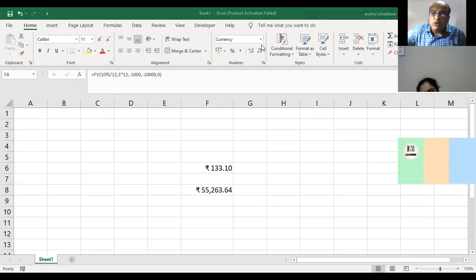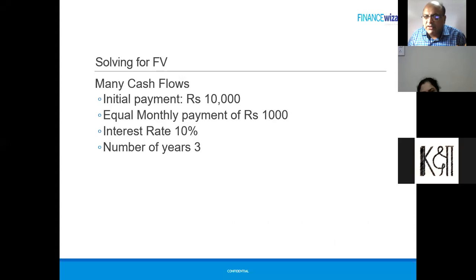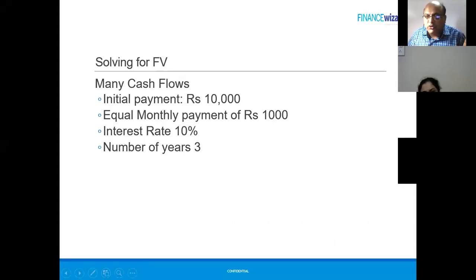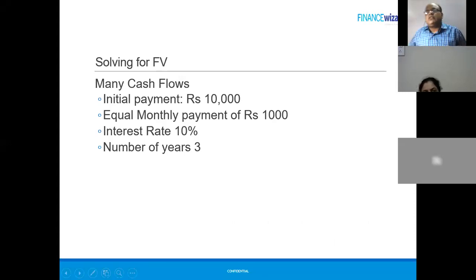So when banks calculate loan EMIs, they take type as 0. I'll come to that. So we are clear with future value. What we have seen is, if you want to try it yourself, you can try it also.